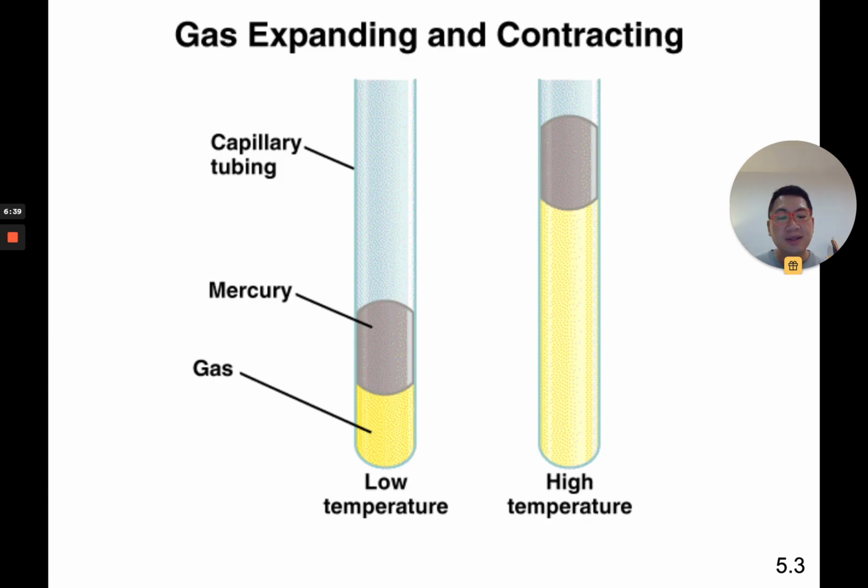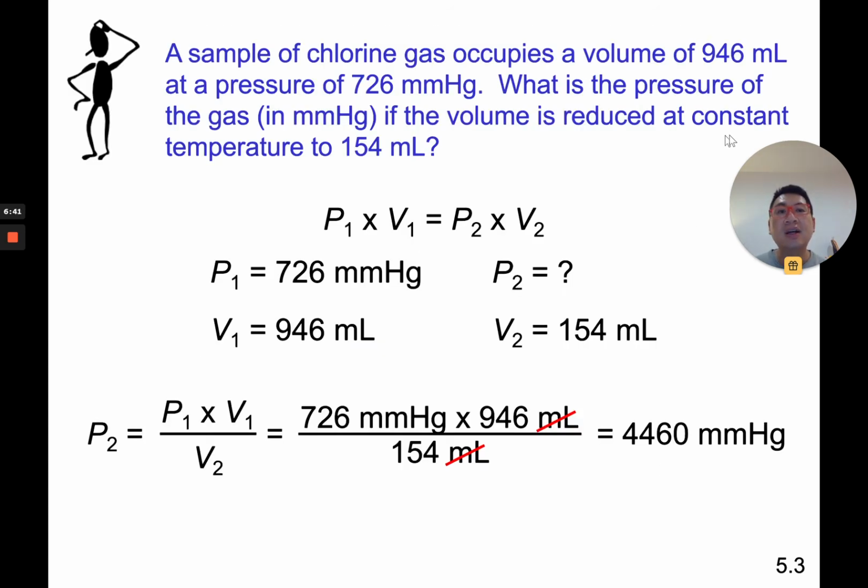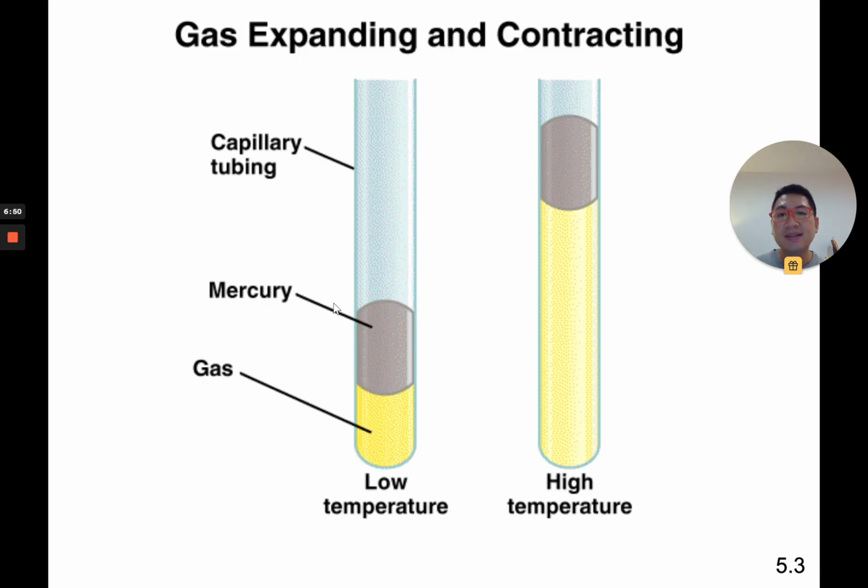Okay, so this is all at constant temperature. What happens if you have a gas that's not at constant temperature? Here's a gas in a very thin tube called a capillary tube. It doesn't really matter, but you've got a tube with a mercury plug. The mercury is a liquid, it can go up and down. So if the gas expands, it'll go up, and if it contracts, it would go down.